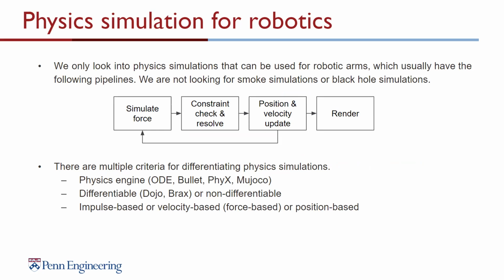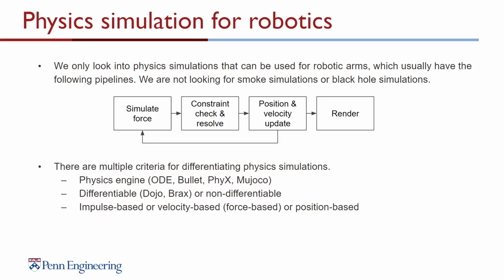For example, a constraint can be a joint constraint, or a spring damper constraint, or any collision constraint, something like that. And then you update the position and the velocity of the rigid body or the particle object, and then you repeat that process while rendering the object based on the position and velocity.